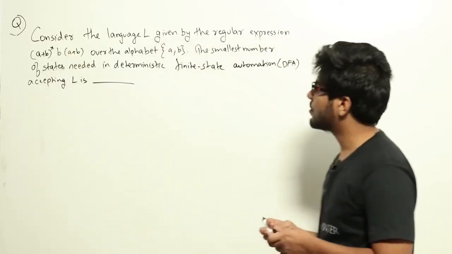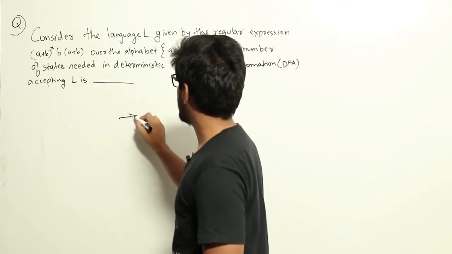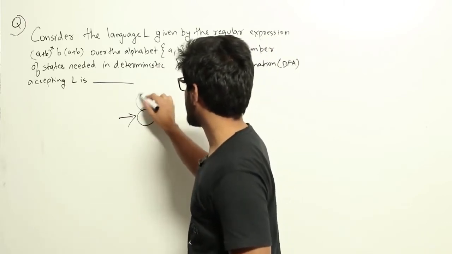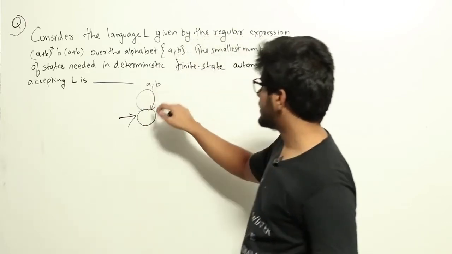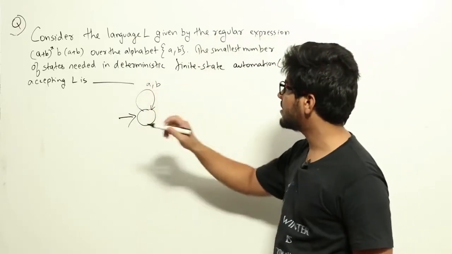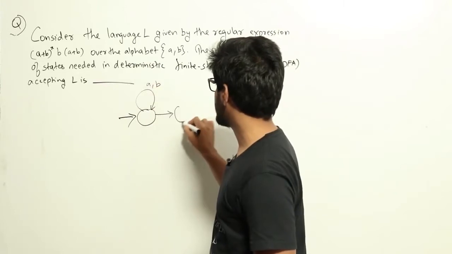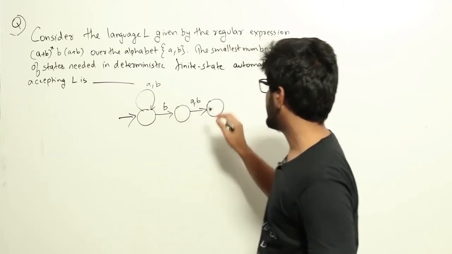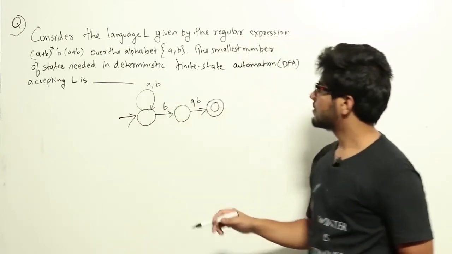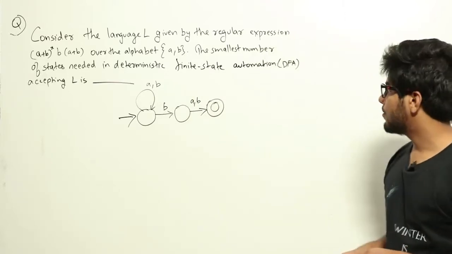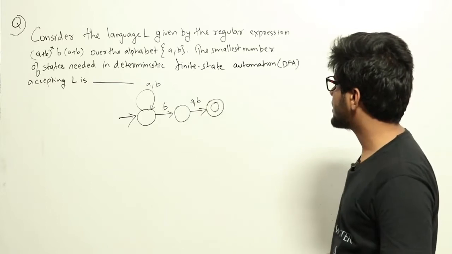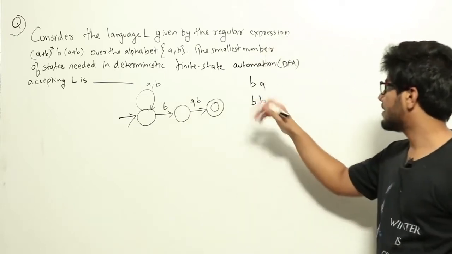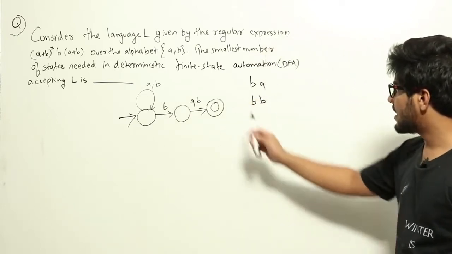Now first I will draw the NFA for this language. It's given that the language starts with (A plus B) star, so I will draw it like this. Initially for each A and B, we remain in the same state. And then on seeing B, we go to the next state. And then on A or B, we go to the accepting state. So this is the NFA for this language. What this language does is, it accepts all strings ending with BA or BB. And this is the NFA for this language.